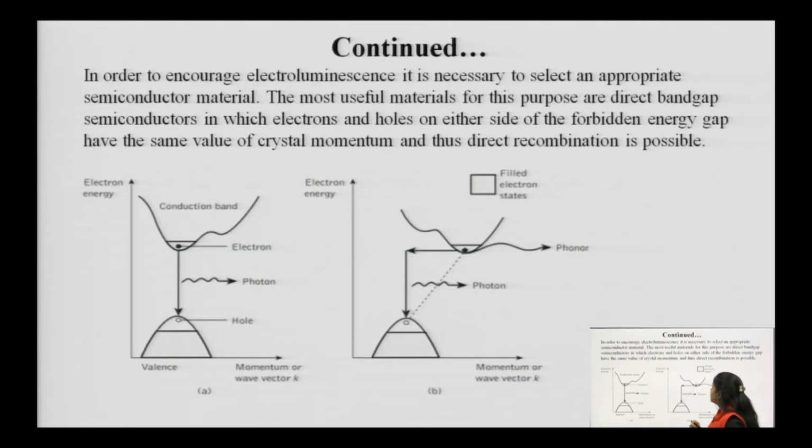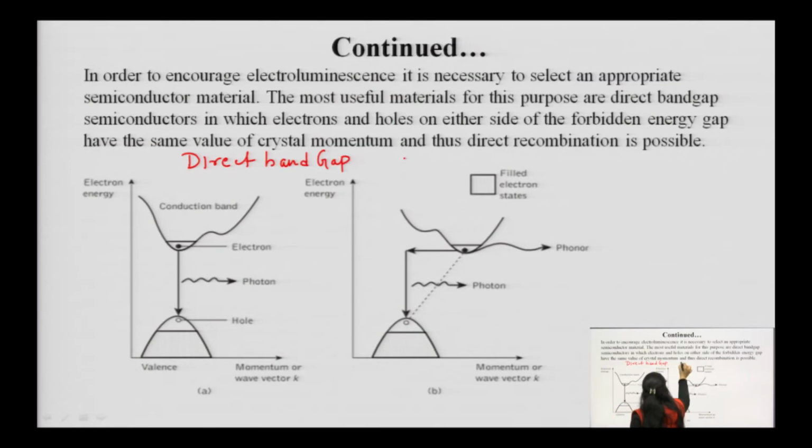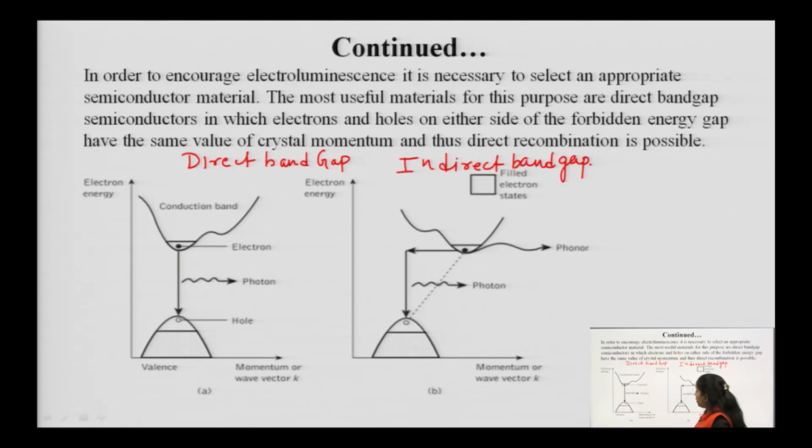When we see the structure here, what is that? This is the structure of a direct band gap, and this is the structure of an indirect one. So, when we see this diagram, the upper level of the valence band and the lower level of the conduction band.